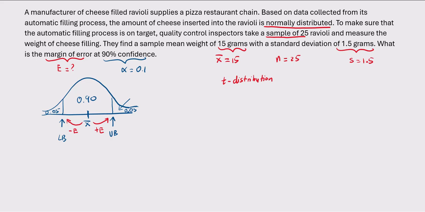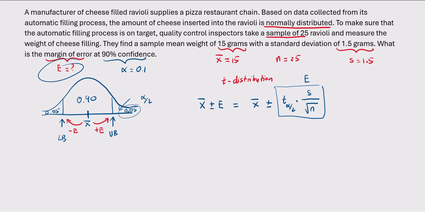Now, according to the formula, we know that the sample mean, right, plus or minus the E will get you to the lower or the upper bounds. And the margin of error, in fact, is simply the t critical value, or t alpha half. Alpha half is 0.05, or 5%. And we multiply by the sample standard deviation over the square root of n, or the sample size. So this thing right here is the margin of error, which is the one that we are looking for.